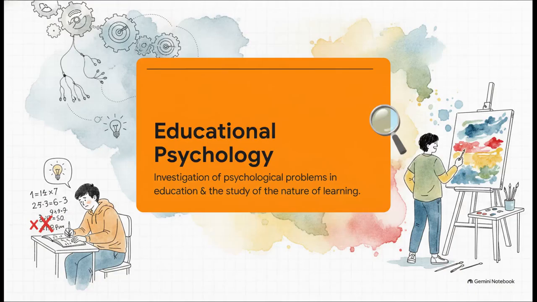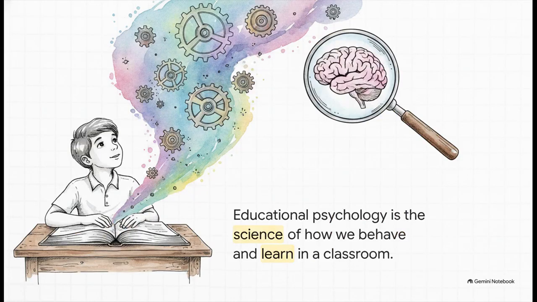Now, let's bring it into the classroom. Expert C.V. Good explains that educational psychology takes that science of human behavior and applies it directly to learning. It's how we fix everyday problems. For example, why does a student completely blank on math formulas, but can paint an absolute masterpiece in art class? We're taking the science of the mind and using it to make education work better for everyone. So the main idea is, educational psychology is the science of how we behave and learn in a classroom.